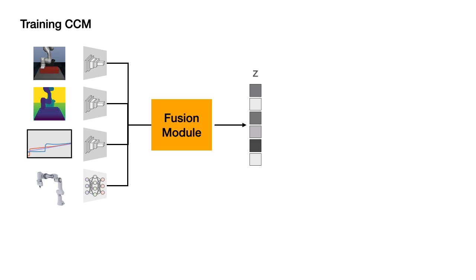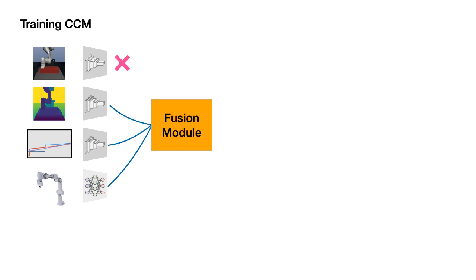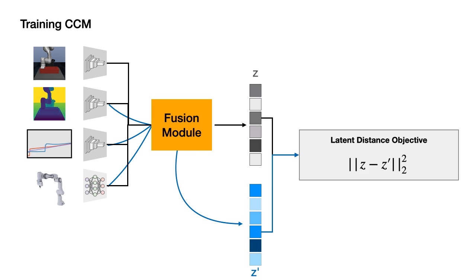CCM is a representation learning model that takes an image, depth, force, as well as robot proprioception as input. Our input modalities are fused together in a latent representation, which we will call Z. To teach CCM how to correct for rejected inputs, during representation training, we randomly drop out sensor inputs to generate our compensated latent representation, Z'. We introduce a latent distance objective that minimizes the distance between full modality Z and compensated Z'.